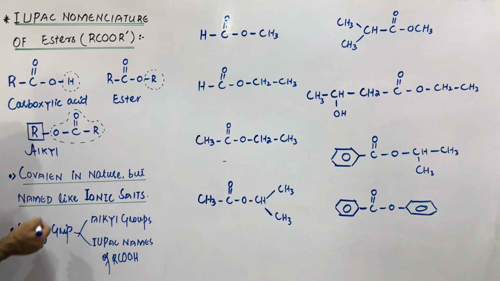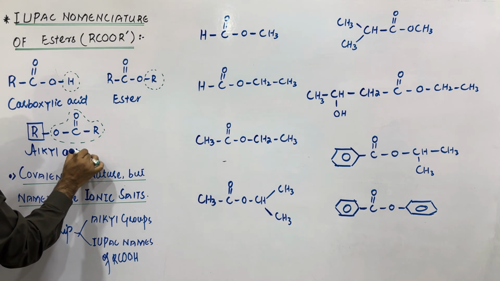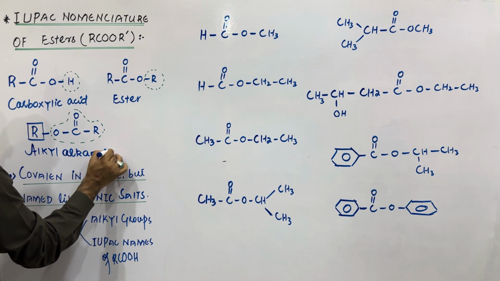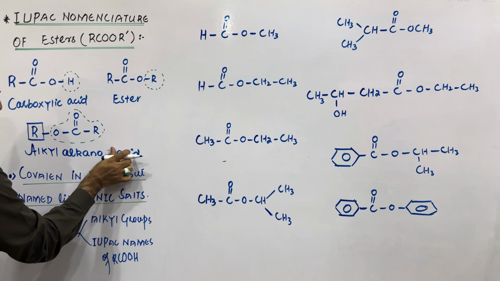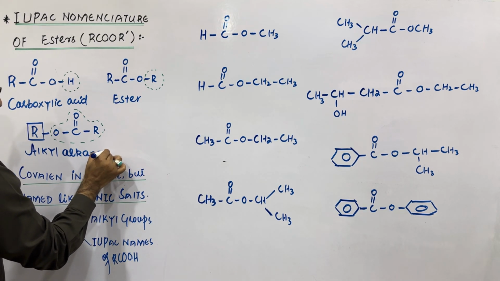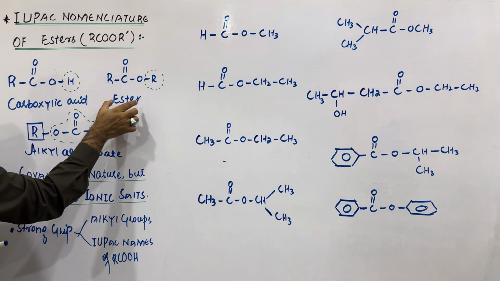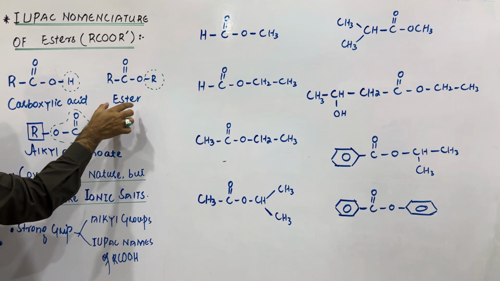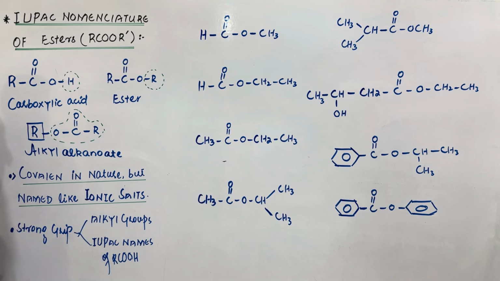And you know, in IUPAC language the carboxylic acids are called alkanoic acids, but while naming the esters, the "ic acid" will be replaced with "ate". So, in IUPAC language, this class which is called ester in common language is called alkyl alkanoate.